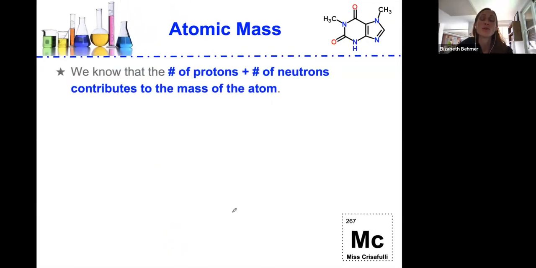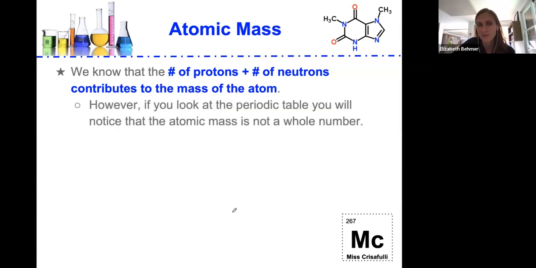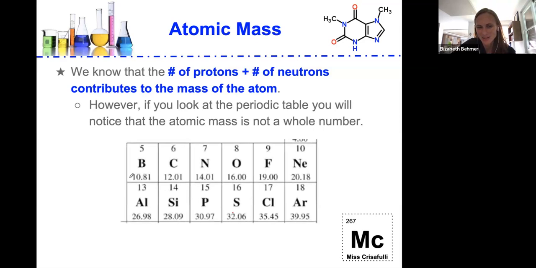We know that the number of protons plus the number of neutrons contributes to the mass of the atom. However, if you look at the periodic table, you will notice that the atomic mass is never a whole number. So you can see here, these are all the atomic masses, and they're never quite exactly whole numbers, or they have 4 significant figures. So what's going on with that?